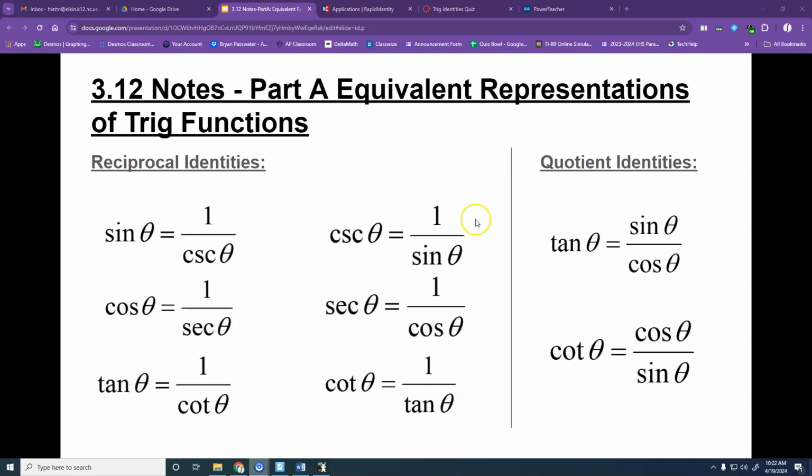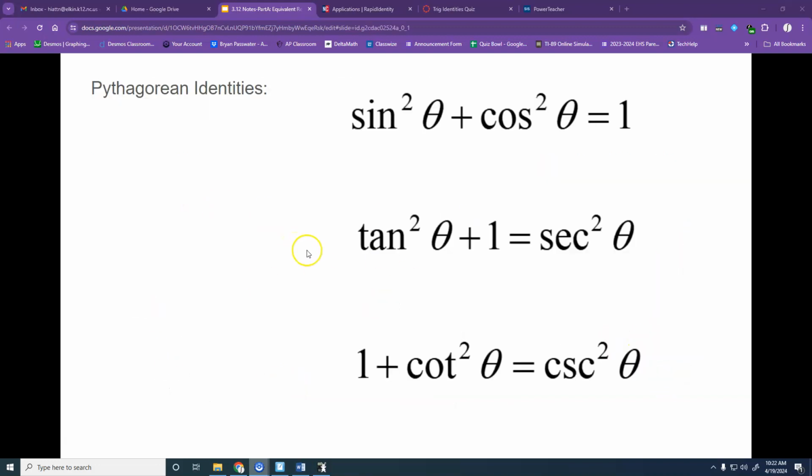These we have already talked about. Those will be on the identities quiz. These will be on the identities quiz. These are new. So whenever we were building the unit circle, oh gosh, I gotta get mine.